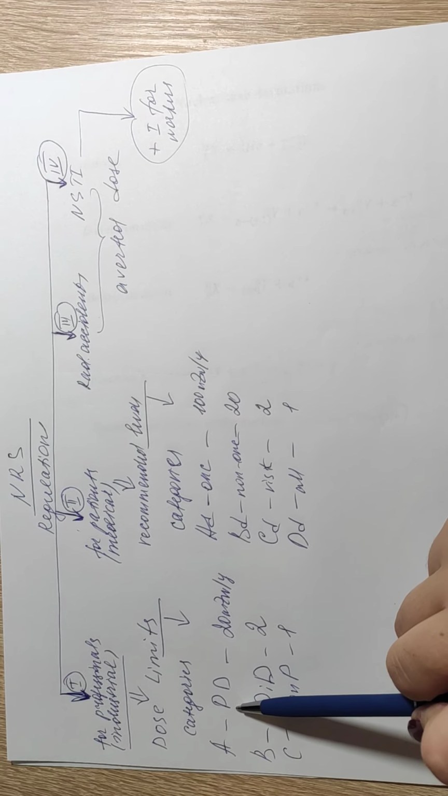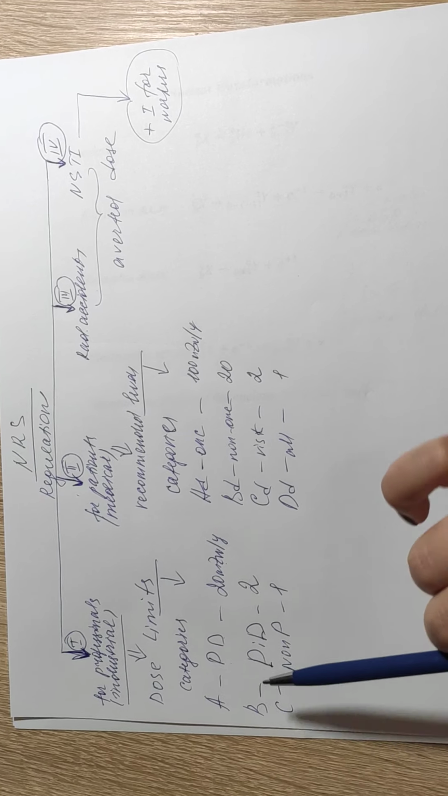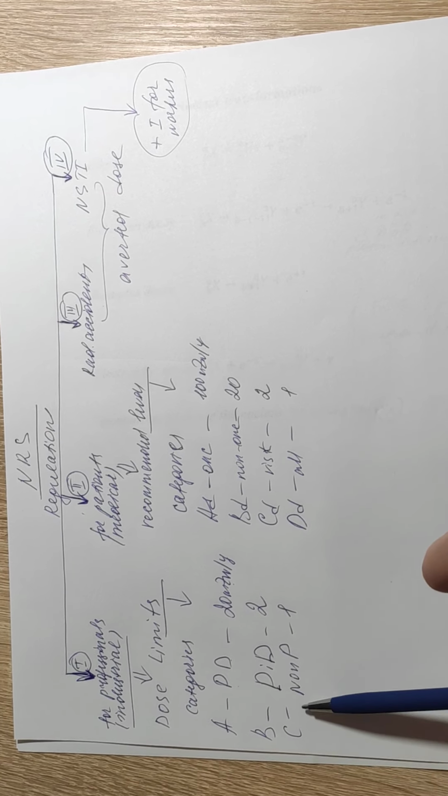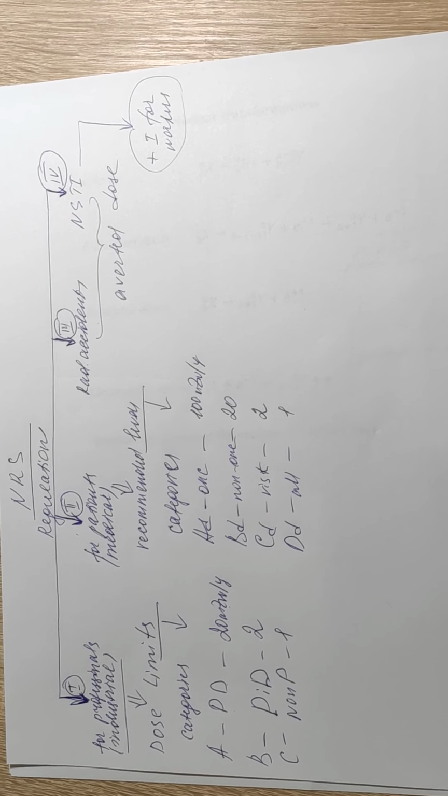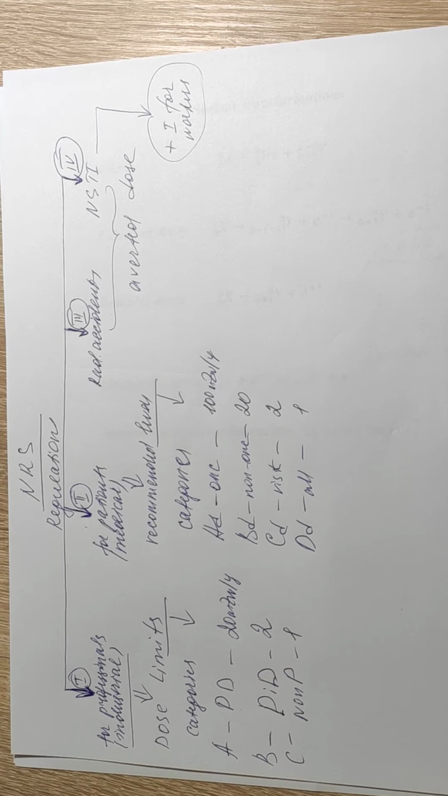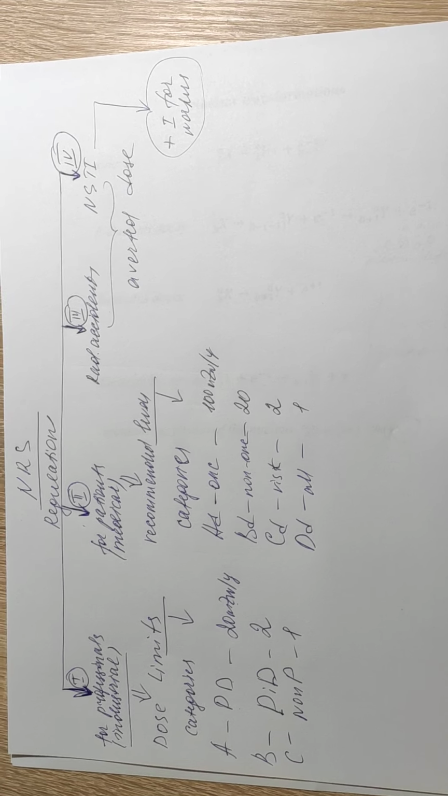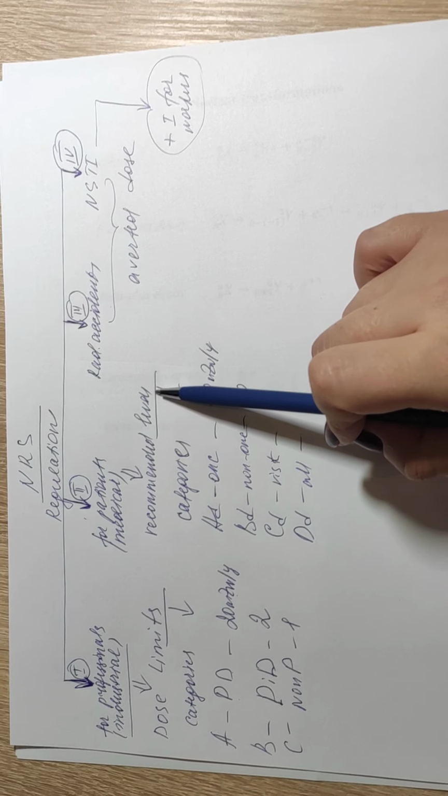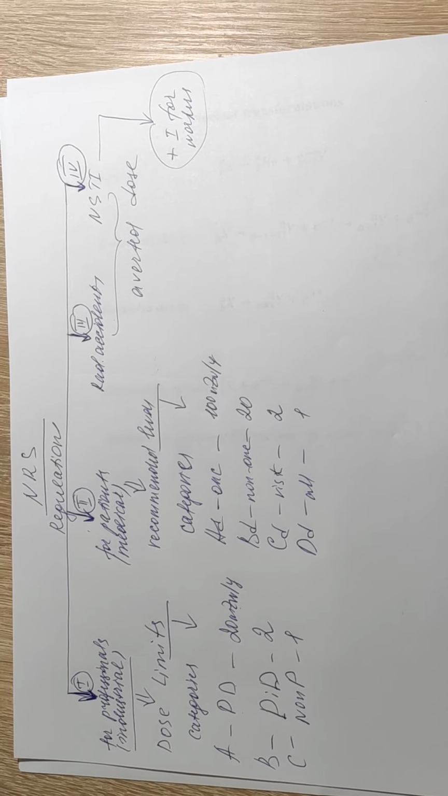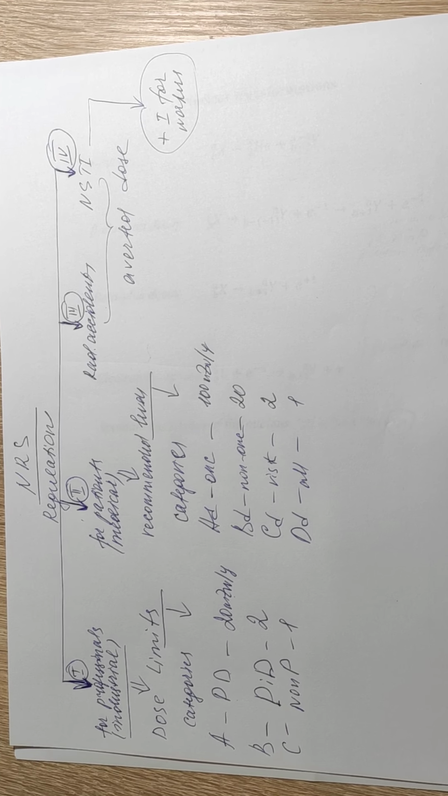Category A, professional direct contact, 20 millisieverts a year. B, professional indirect contact, spontaneous contact. And C, non-professionals. For patients, we also have categories, but for AD, BD, CD, and DD. And correspondent recommended levels, regulations in this group recommended levels, 100, 20, 2, and 1 per year, all these values per year.